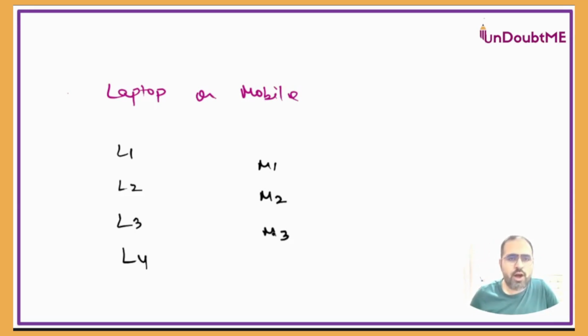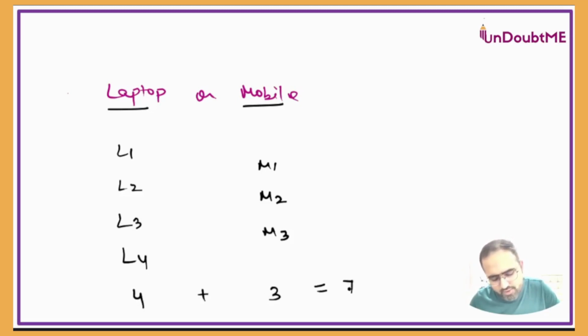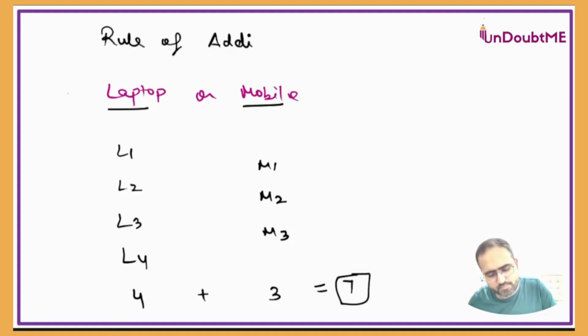So in how many possible ways will you buy a laptop or a mobile phone? Listen to me carefully, a laptop or a mobile phone. When this is the question, the answer will be 4 plus 3, that is 7 ways. And this is called the rule of addition. Okay, got it? So the difference between addition and multiplication is clear?